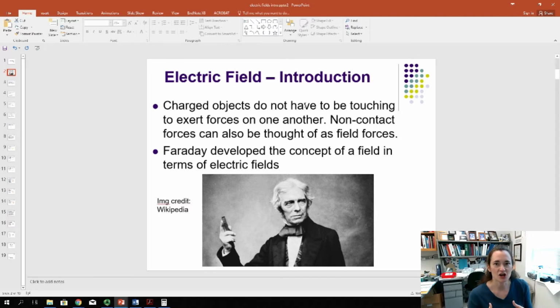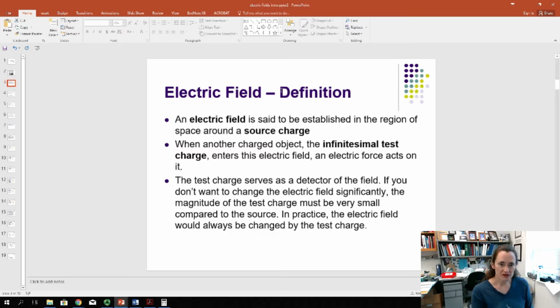Now, we can think of non-contact forces as field forces. The concept of the electric field was actually first thought of by Michael Faraday, who was trying to explain how things that aren't touching could still exert forces on one another. So what we say is that a source charge establishes an electric field in a region of space around the charge. What the field looks like, how the lines point, depends upon the shape of the source charge and how far away or close you are to it.